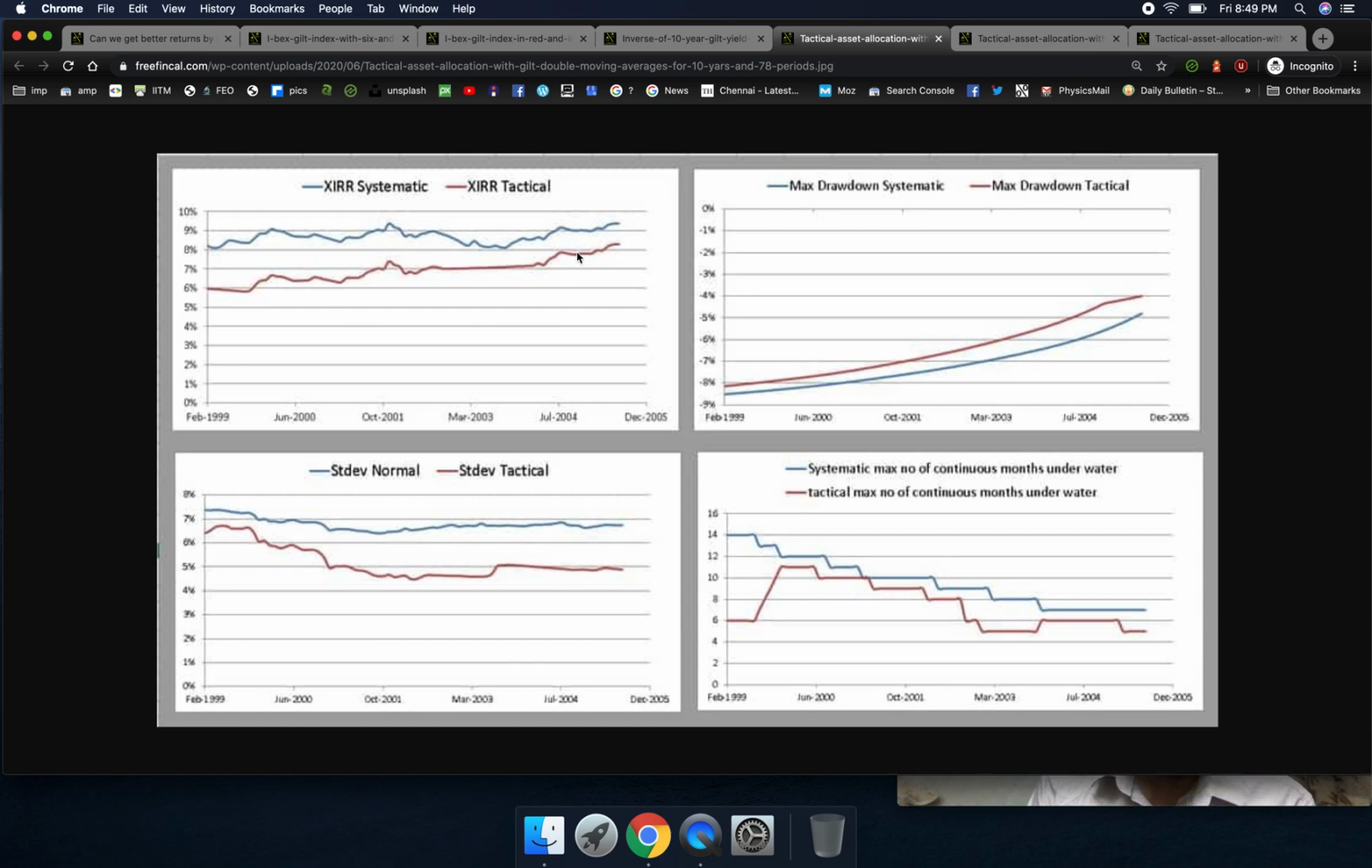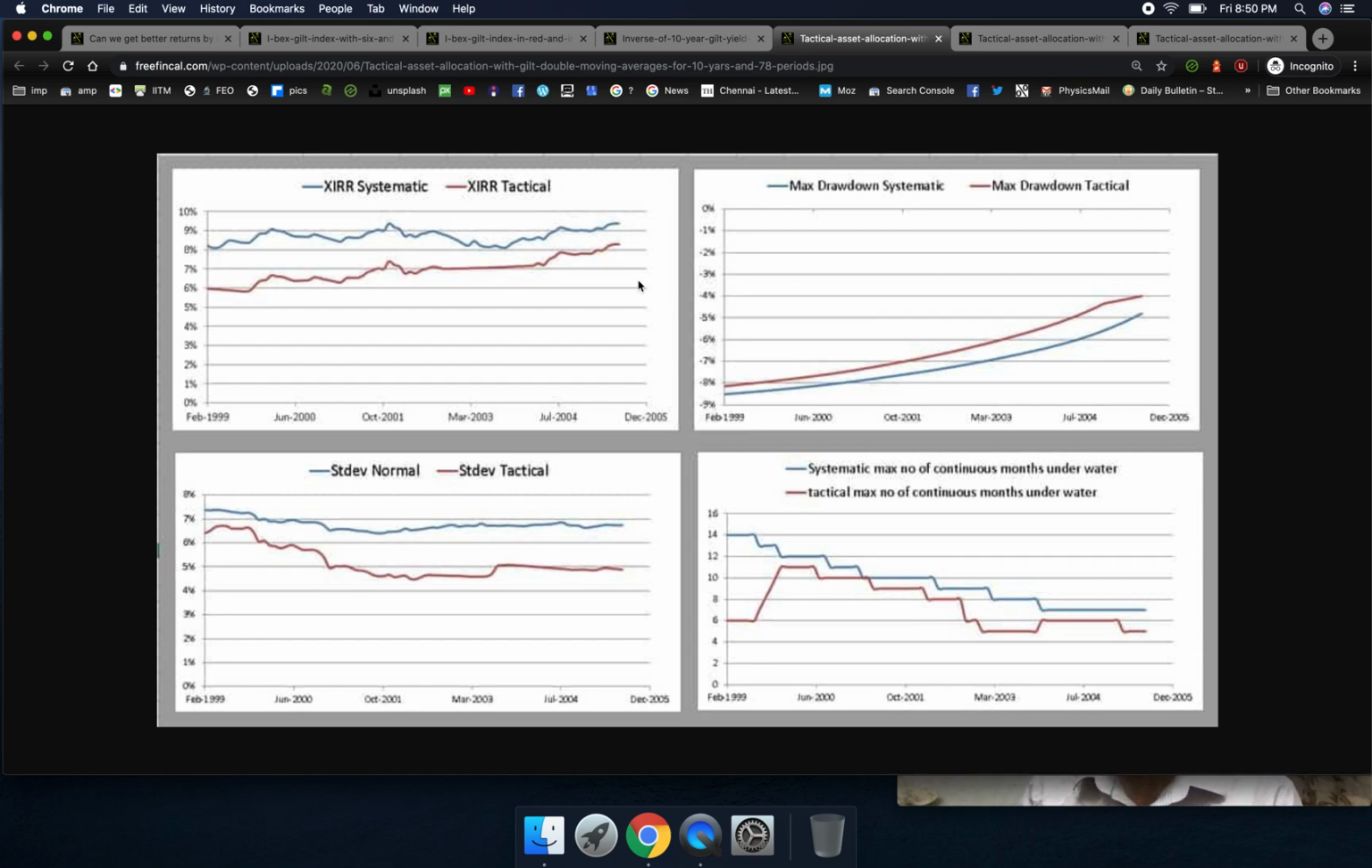This is the top left panel here, and on the top right panel you have what is known as the maximum drawdown. The blue is the maximum drawdown of the systematic approach, and the red line is the maximum drawdown of the tactical approach. Maximum drawdown means how much the portfolio fell from a peak. So the maximum drawdown must be a low negative number. So a maximum drawdown of about -8, -7% is better than -9% or -10%.